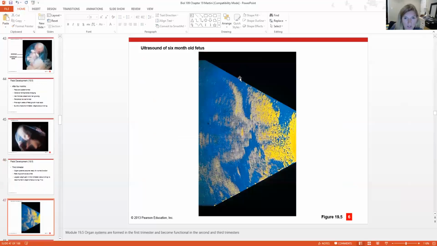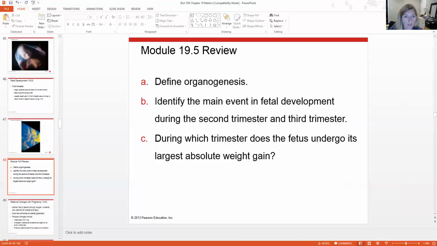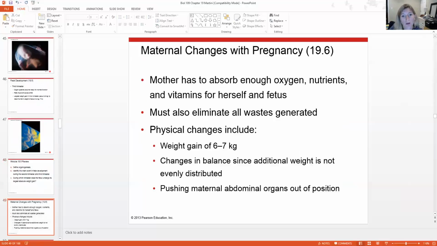This is an ultrasound of a 6-month-old fetus. You can see the outline right there. You can pause the video here, go back and review this section. Maternal changes with pregnancy. The mother has to absorb enough oxygen, nutrients, and vitamins for herself and the fetus.